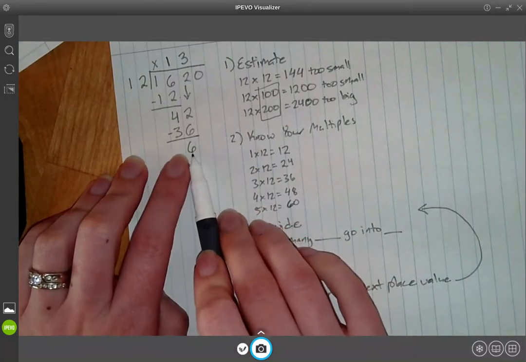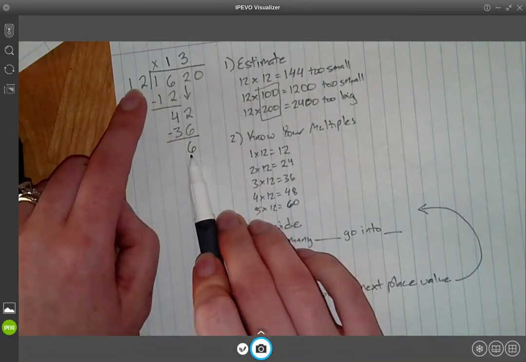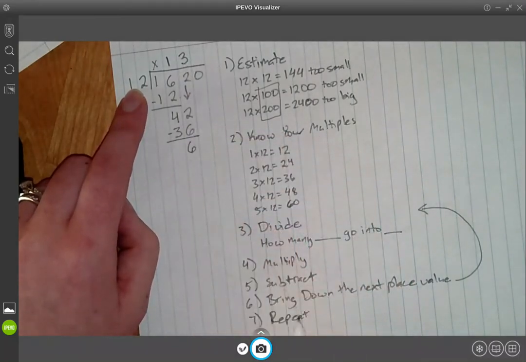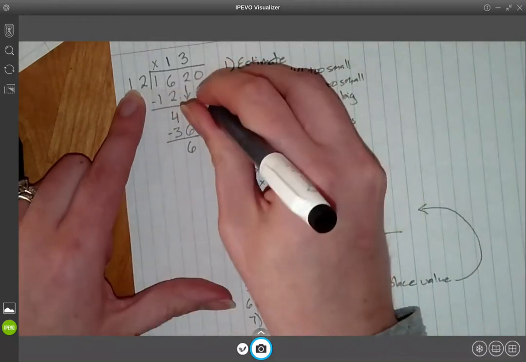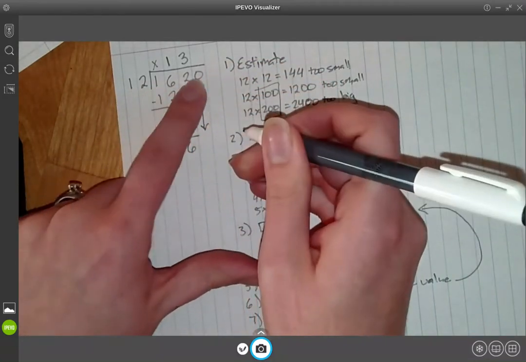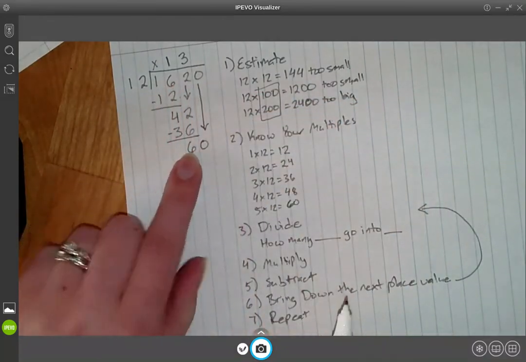Double check, is this number smaller than our divisor? Yes. Okay, 6 is smaller than 12. That means I found the right amount of groups. And now I'm going to do the next step, bring down the next place value. Even though this is a 0, it still matters because it was part of our original dividend. Okay, so now we're dealing with the number 60.